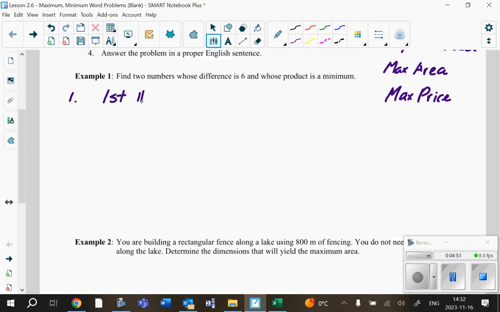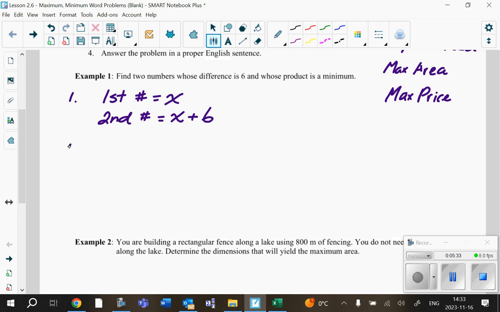Let's call the first number x. What must an expression be for the second number if it has to be a difference of 6 from this? 6 plus x, or x plus 6, or even x minus 6, right? Like if you've got one number, the next number that has a difference of 6, you can either add 6 or subtract 6. So we'll add 6. That's the first step. So these are algebraic expressions for my missing numbers.